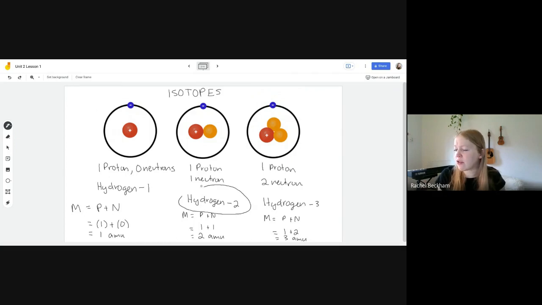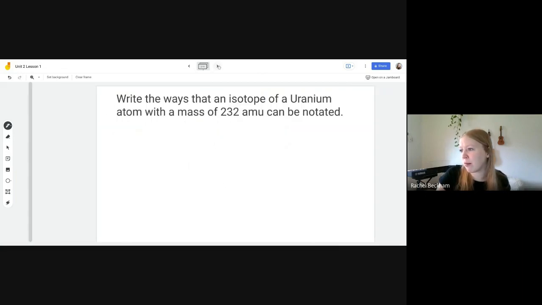So if I see hydrogen-2, right? And I know that hydrogen has an atomic number of 1, then I know, okay, 2 minus 1 is 1. This hydrogen has 1 neutron and 1 proton, right? And if I see the name hydrogen-3, like right here, I know, okay, hydrogen has 1 proton. So this hydrogen must have 2 neutrons, right? 1 plus 2 makes 3 to get that total mass. So this is how you notate isotopes, and you're going to have some practice problems like that.